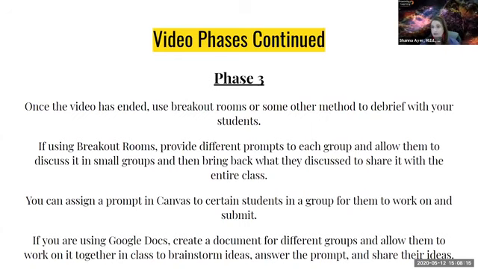You can assign groups of students a prompt in Canvas. So instead of assigning it to everyone, you would assign it to specific students, and that way those students would have just that specific prompt to answer, and they could submit their answers to you. Or if you're using Google Docs, you can share a Google Doc with a certain group of students and allow them to type, brainstorm, answer their prompts, and be able to share their ideas on that Google Doc and then come back to you or to the class with their ideas and their thoughts as well.